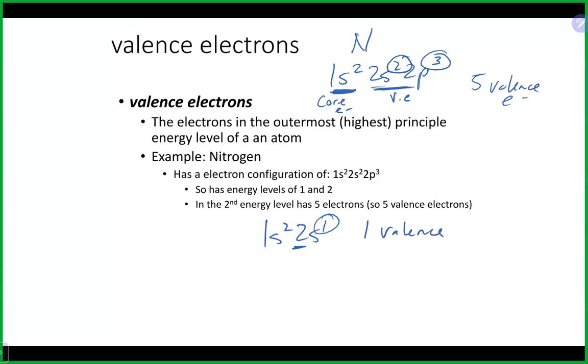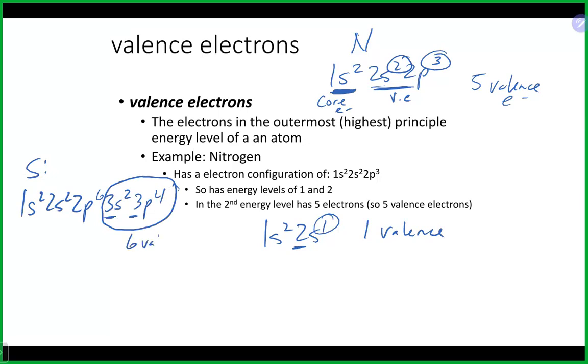If you look at sulfur that we looked at previously, 1s2, 2s2, 2p6, 3s2, 3p4. Sulfur has up to the 3rd energy level, and all of these electrons here, that is 6 valence electrons in the case of sulfur.